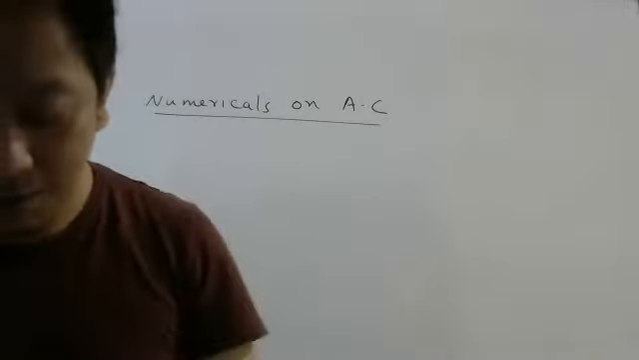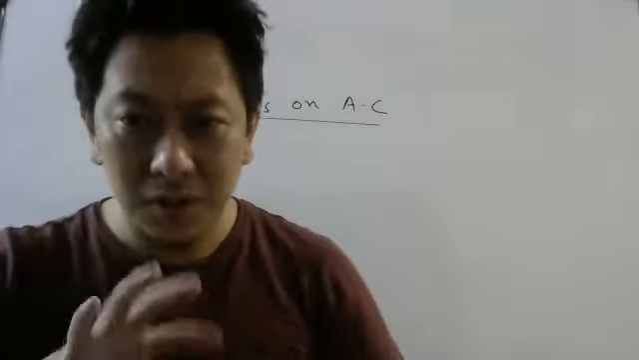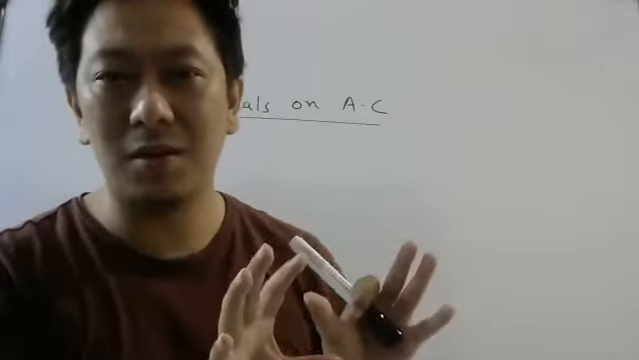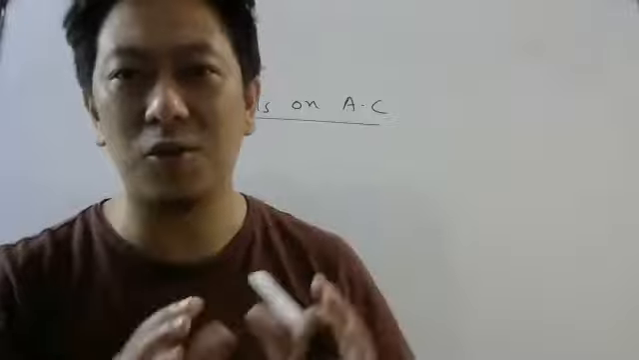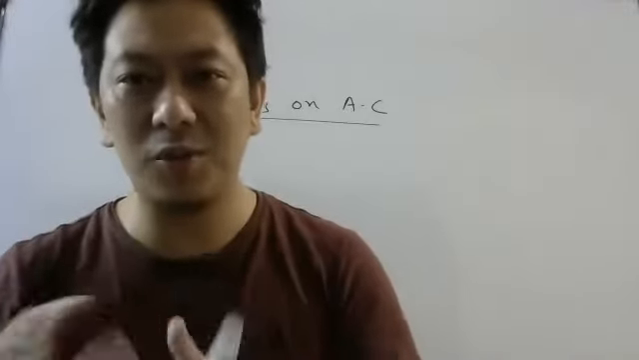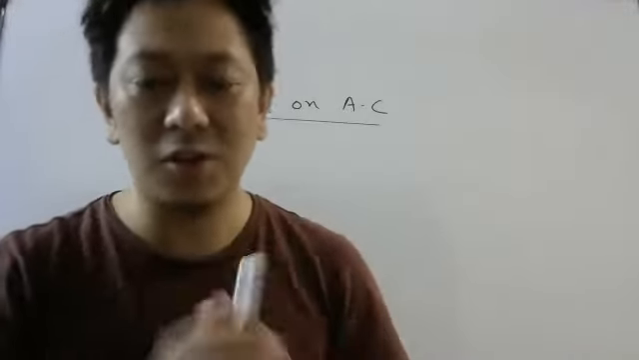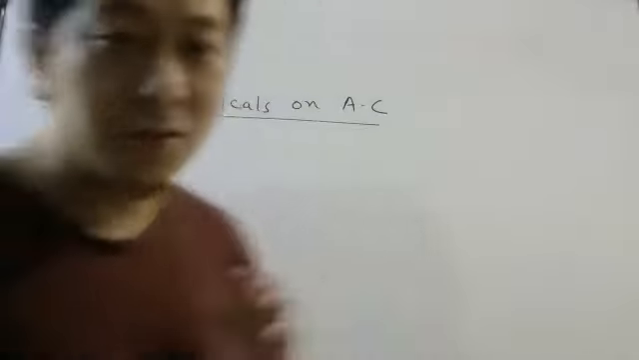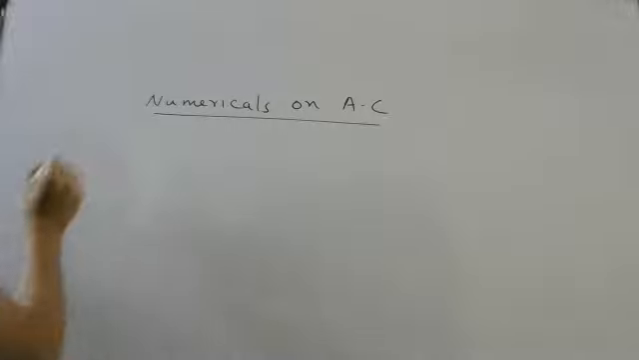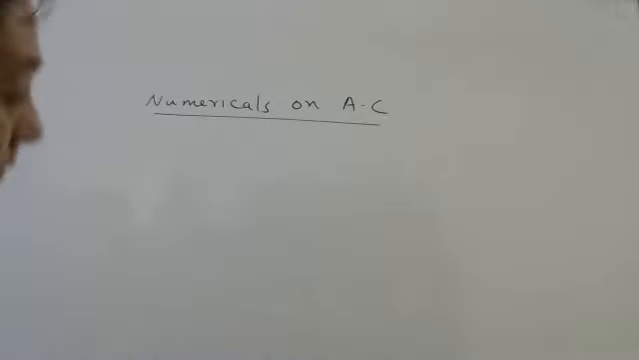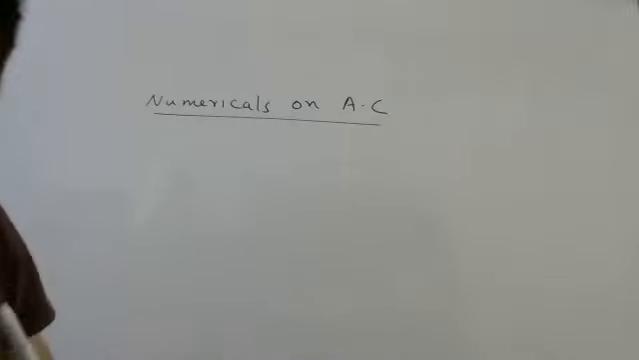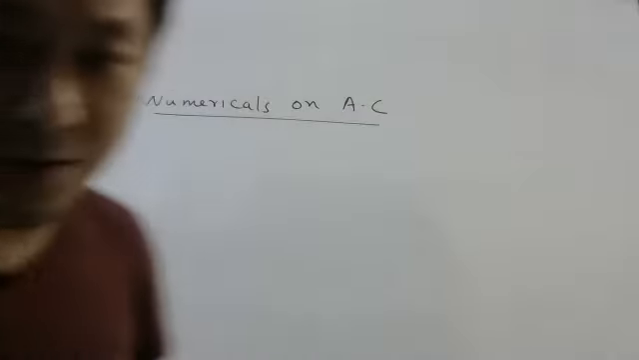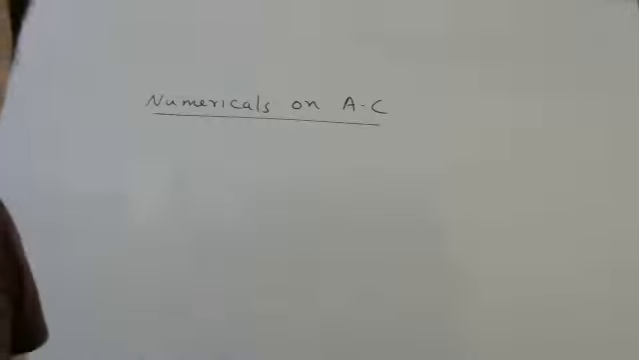After that, the second type is some different, not directly based on one formula, but based on some concept. So that also I will discuss. And the last one is transformer. So the first type is numericals on AC. Okay, please write down. And whatever problems I do, please practice now only, so that later you don't have to spend too much time.